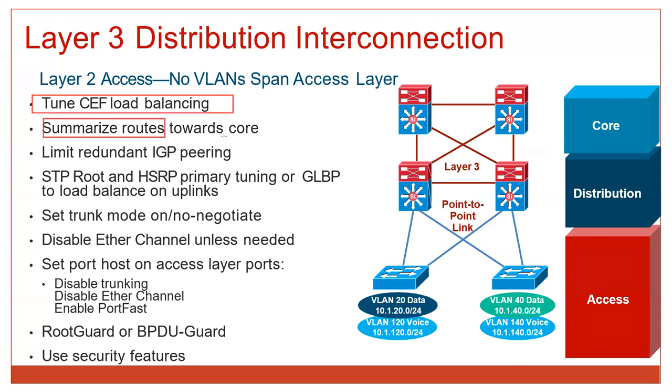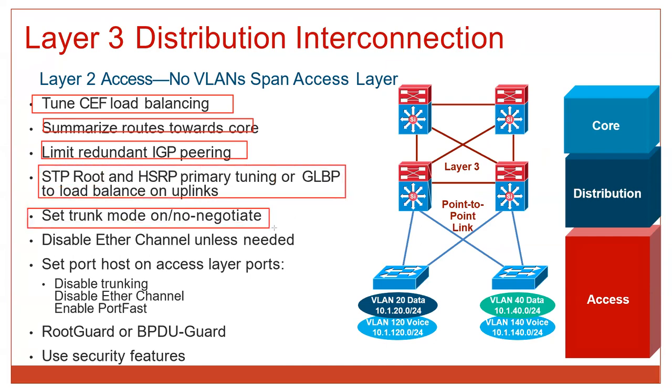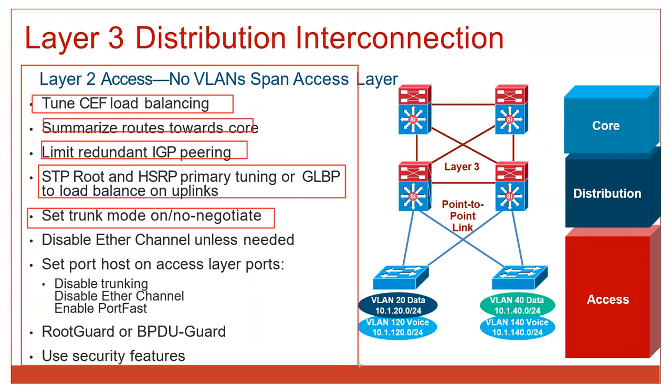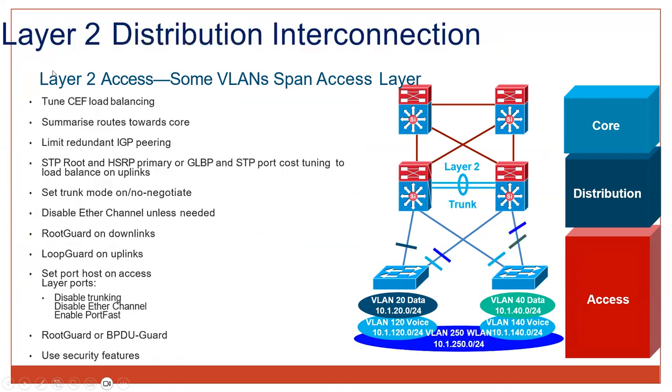Load balancing, summarize the route, limit the redundant IGP peering, STP route and HSRP primary tuning, set the trunk mode to non-negotiate. These are the best practices. When you are doing the configuration for your access layer devices, then you should do all these best practices. And a few of the best practices we are going to discuss in our lab as well, once we configure the lab. These are just the best practices, and for your reference, you can have a look at this.